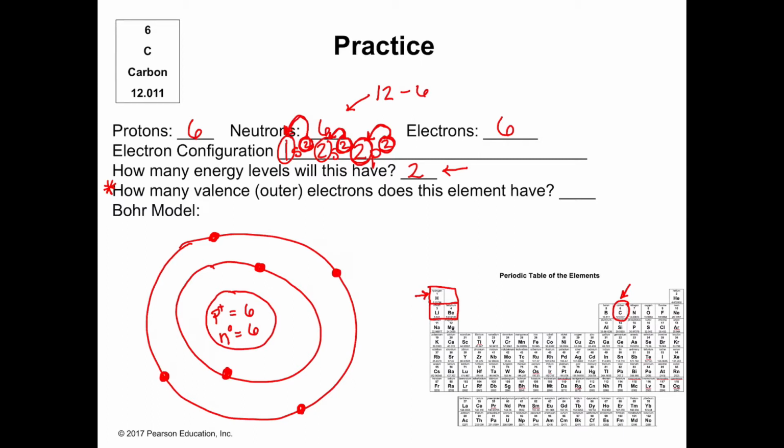Okay, so now it asks how many valence or outer electrons this element has. So we're going to look at the outermost energy level, which is the second one, right? This was principal quantum number 1, this was 2. So we're going to look at the outermost energy level, and we're seeing that we have 4. We have 1, 2, 3, 4 electrons in the outermost energy level. That means that carbon has 4 valence electrons.